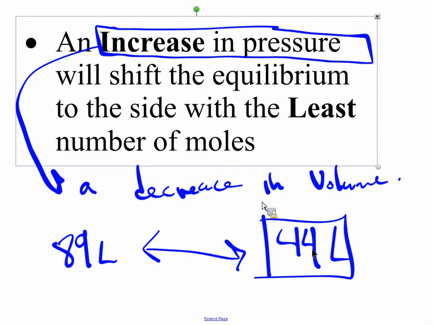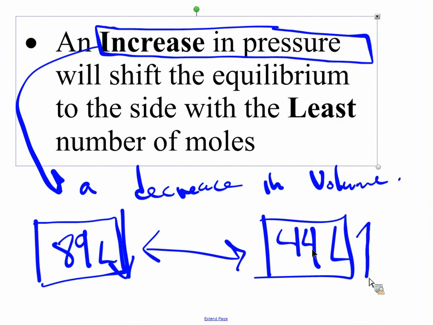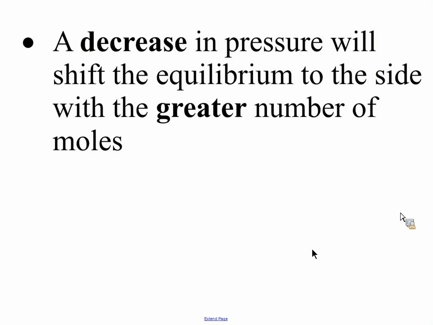Now, the side that has more space will decrease, and the side that has less space will start to produce more of that. Now over here, a decrease in pressure will shift the equilibrium to the side with the greater number of moles, because a decrease in pressure means an increase in volume. Now there's more room, so the thing that required more will increase, and the thing that required less space will decrease.